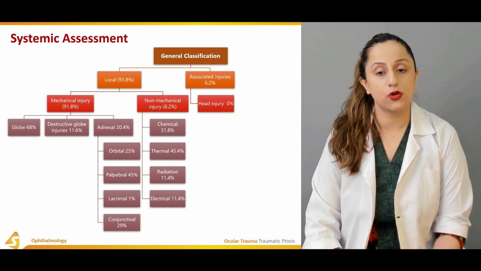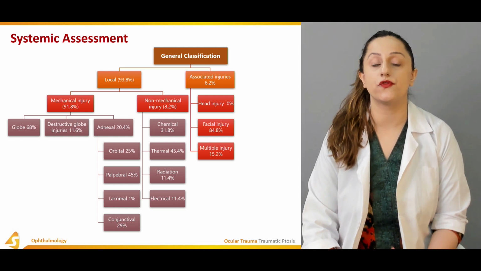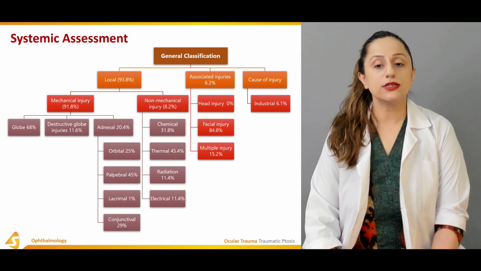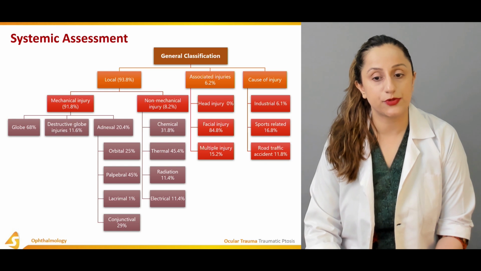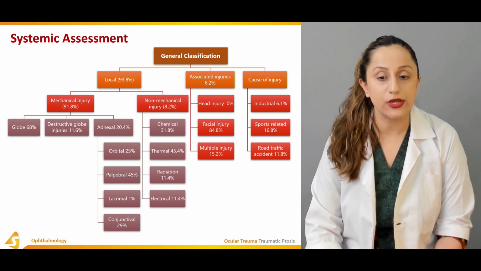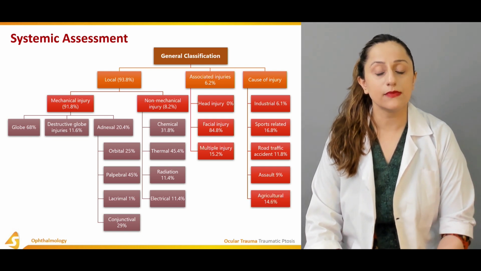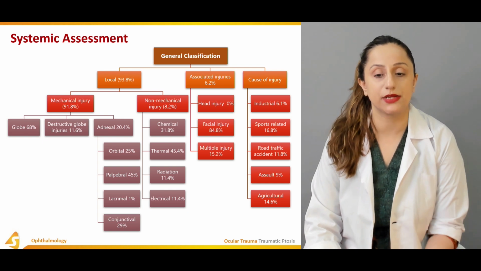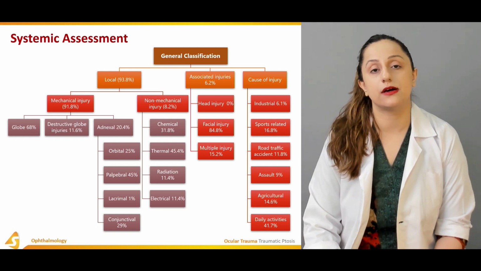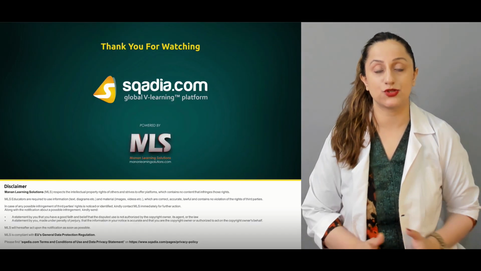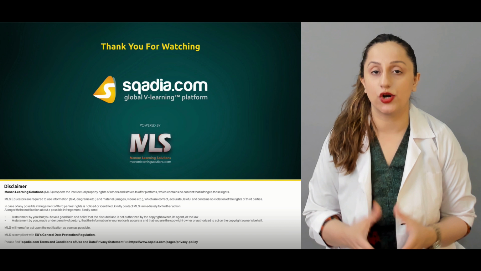The associated injuries along with it are hand injuries, facial injuries, and multiple traumatic injuries in cases of road traffic accidents. The causes of injuries are industrial in 6.1%, sports-related in 16.8%, road traffic accidents in 11.8%, and assaults in almost 9% of the cases. Agricultural causes, which can again be chemical injuries, account for almost 14.6% of the cases. Daily activities account for almost 41.7% of the cases.